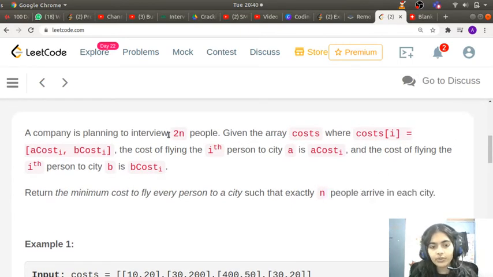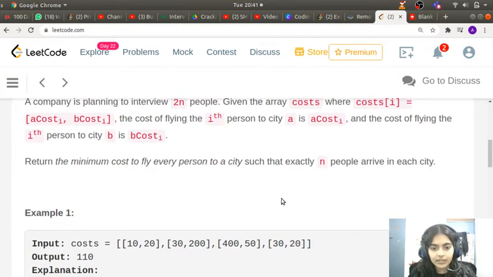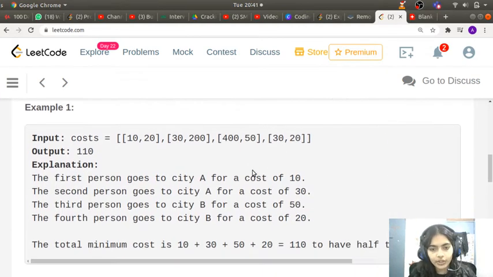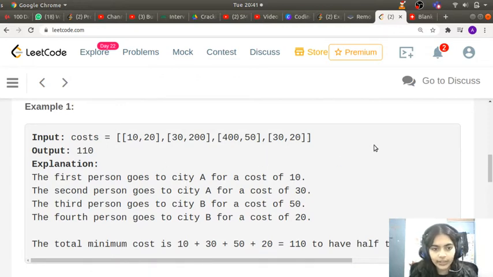So here we have 2n people. They are going to get distributed such that half of them go to city A and half of them go to city B. So let's get started with the logic of the code, and then we'll move to actually coding it.